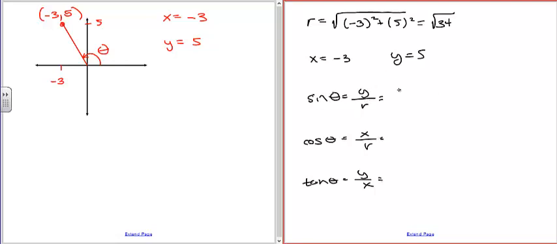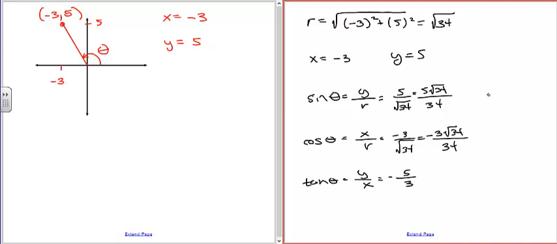So y is 5, r is the square root of 34. We multiply and divide by the square root of 34. Okay, so that's the sine of theta. Then we have x, which is -3, divided by the square root of 34. Multiply and divide by the square root of 34. And then y over x, y is 5, x is -3, so you get -5/3.